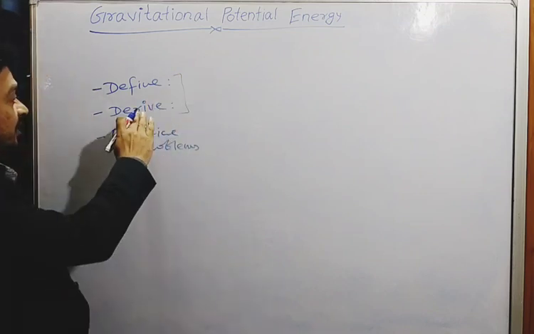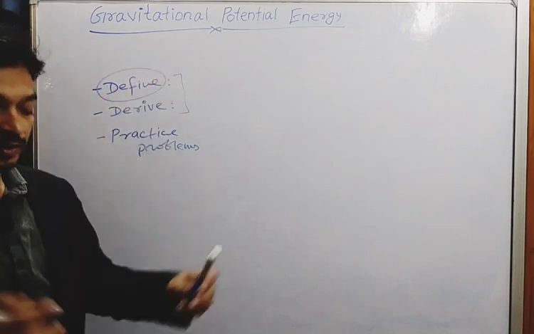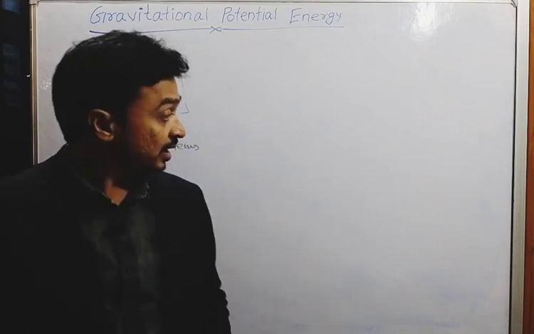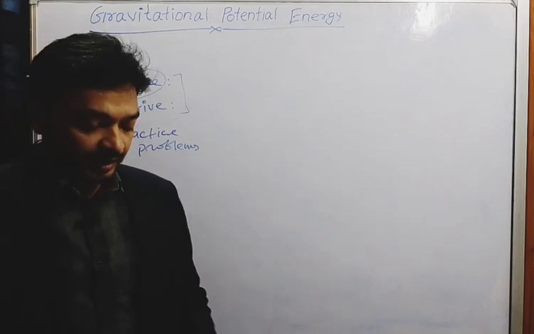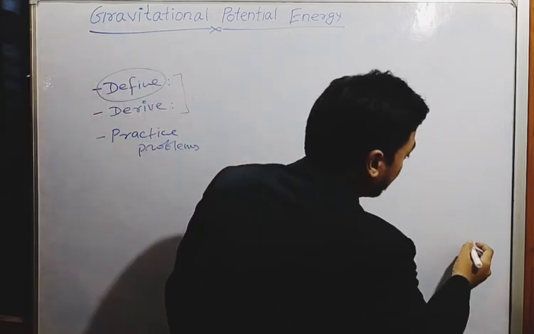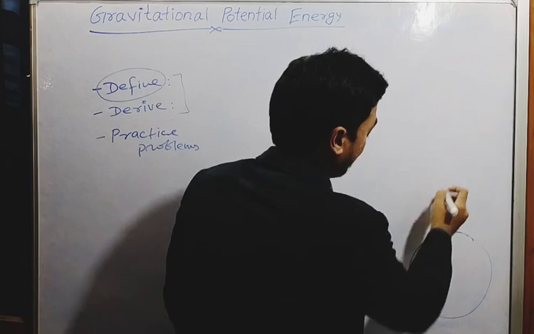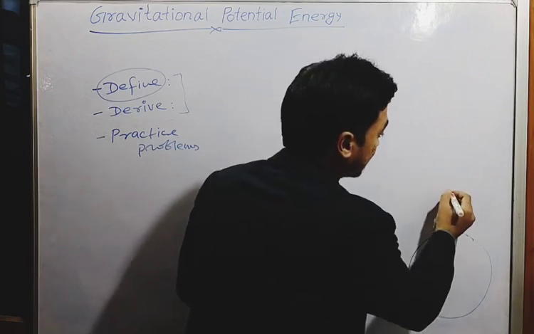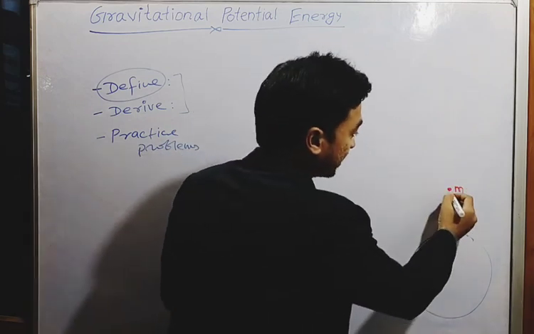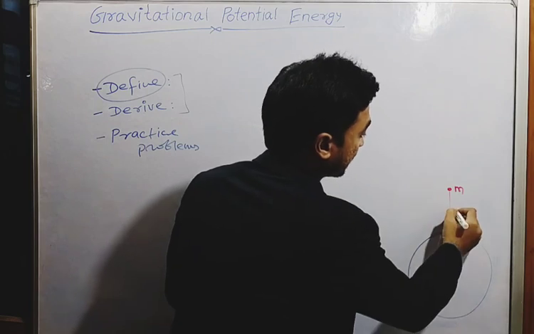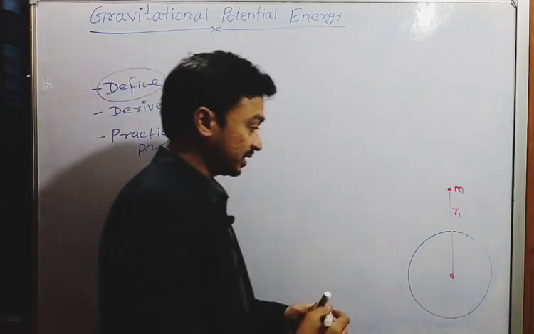Okay. The derivation will be on the basis of definition. So understanding definition is more important. Okay. After completing the class, you will be able to define or calculate potential energy of a small object, a point mass m, placed at a distance r1 from a spherical object. Okay.